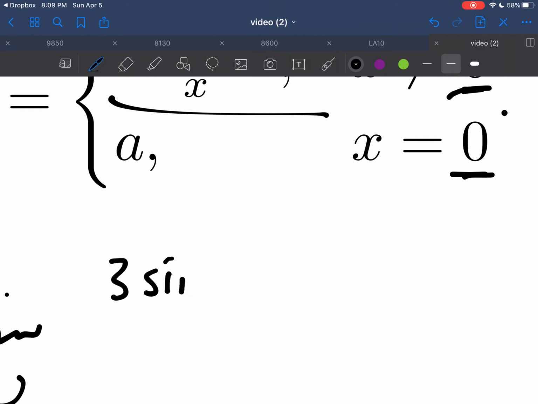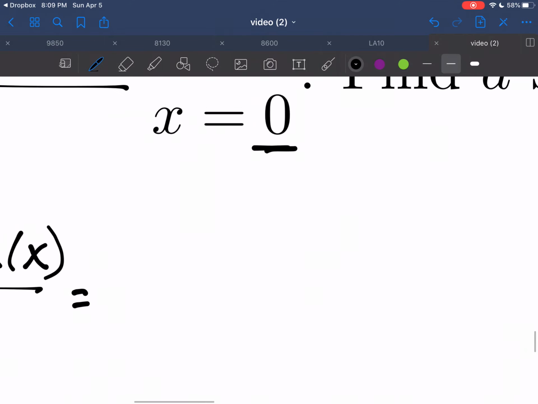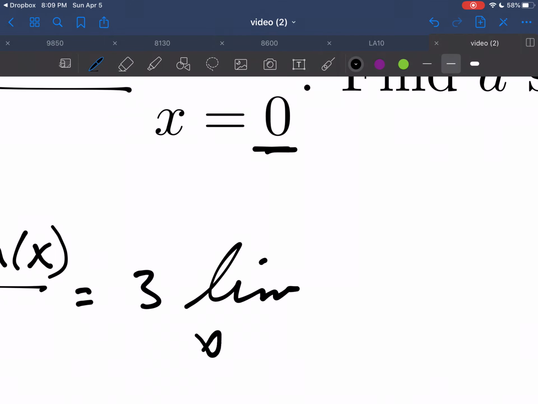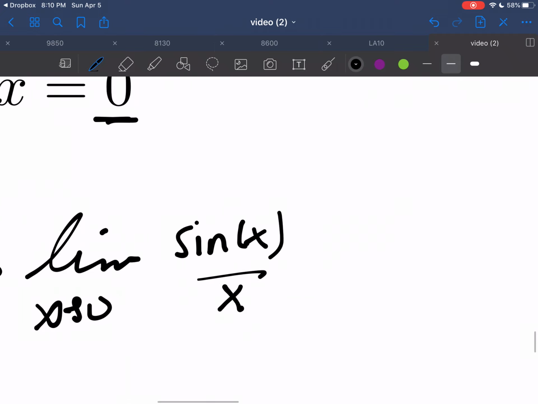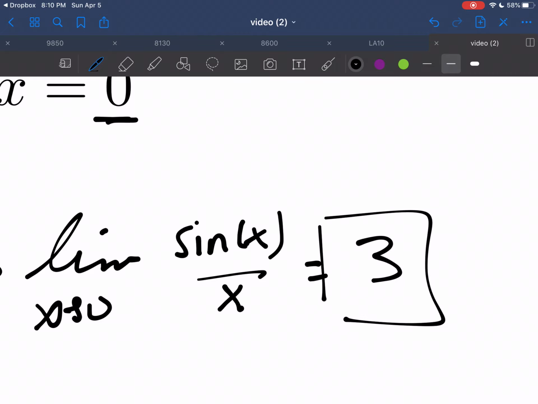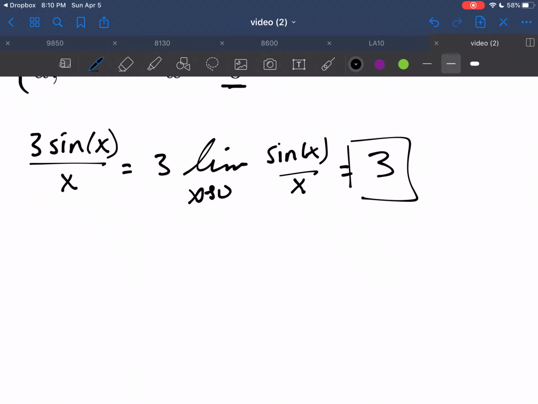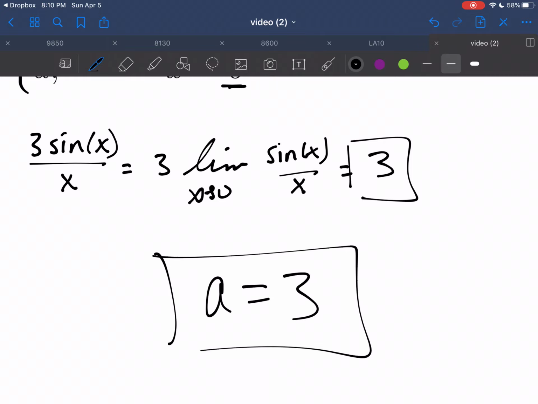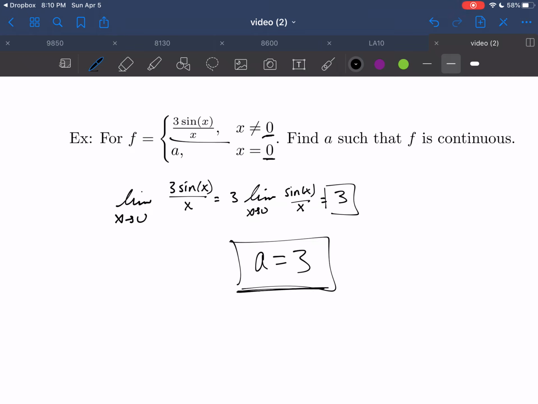So in this case, 3 times sine x over x. So then we take this limit, so bring the 3 out, and then this limit as x approaches 0 of sine x over x, which we know is 1. So our limit here is just 3. Okay, so that tells us that a should be equal to 3, and that would make f continuous. So you might see something like that, and it's just like we were doing before when we were looking for what value would make that continuous. All that's different is that there's a trig function in there now.